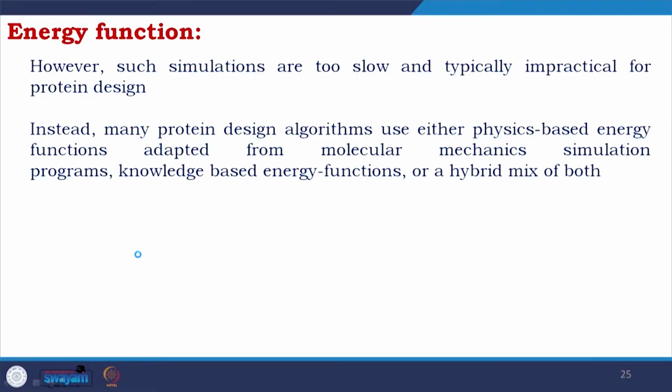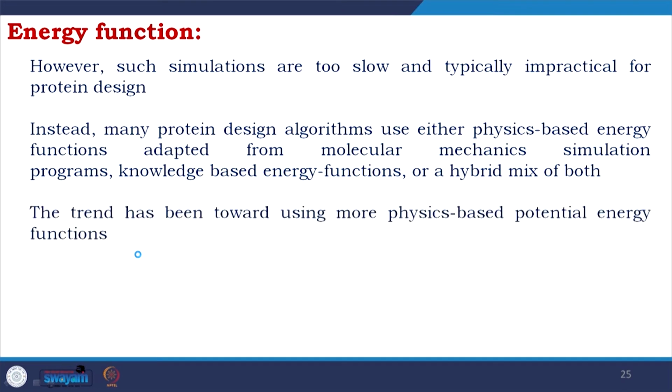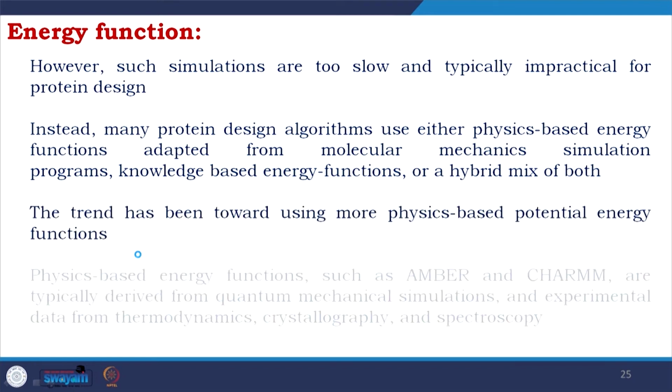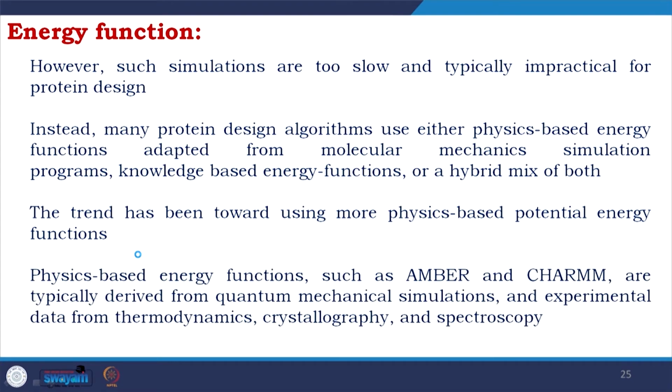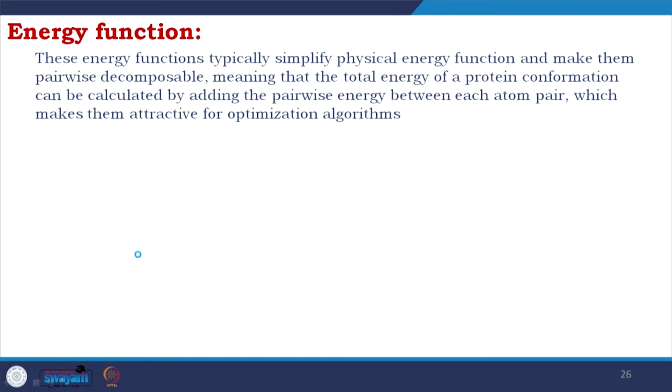Instead, many protein design algorithms use either physics based energy functions adapted from molecular mechanics simulation programs, knowledge based energy functions, or a hybrid. The trend has been toward using more physics based potential energy functions. Physics based energy functions such as AMBER and CHARMM are typically derived from quantum mechanical simulations and experimental data from thermodynamics, crystallography and spectroscopy. So, it is a good estimation, good optimized.